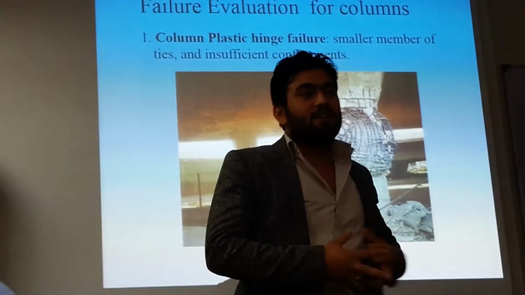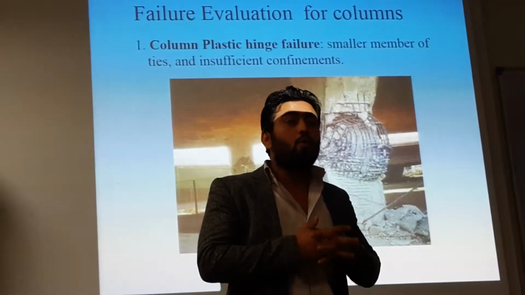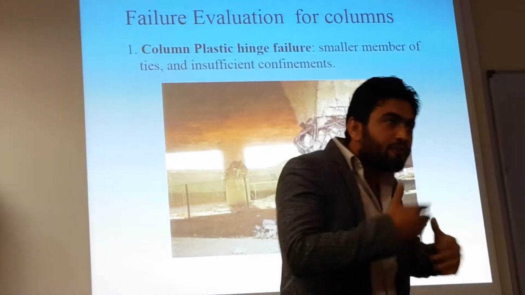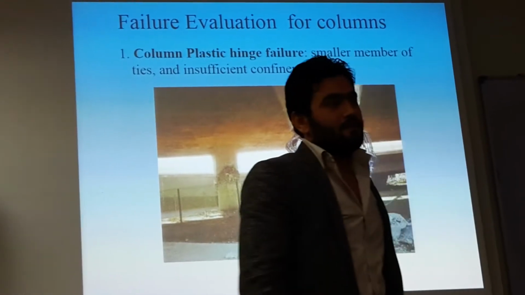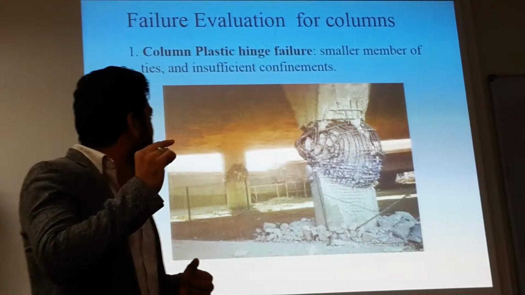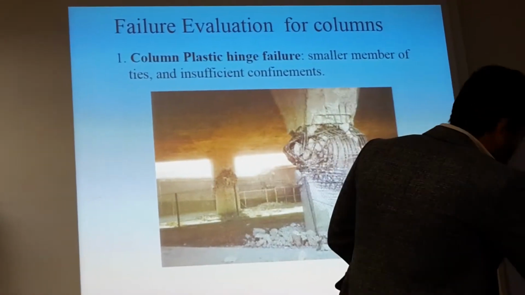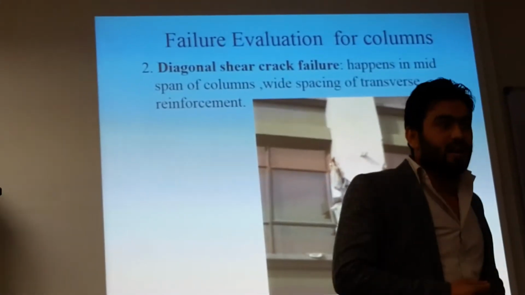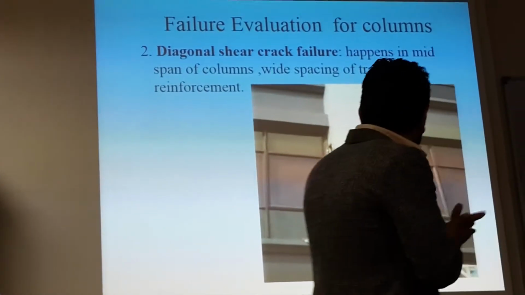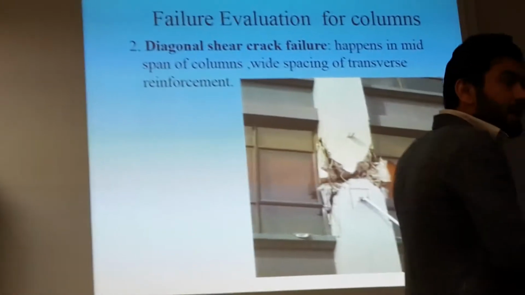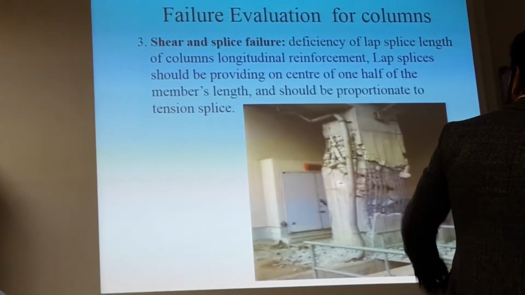So we have already studied how to retrofit our building. Later on we will see the failures, how a failure will happen. In this case we have a plastic hinge failure, due to smaller members and ties in a building and insufficient reinforcement. A diagonal shear crack is one of the most important failures, which happens in the middle of columns because of wide spacing and transverse reinforcement. Shear and split failures also occur.